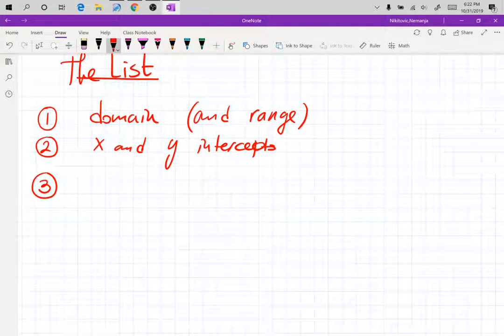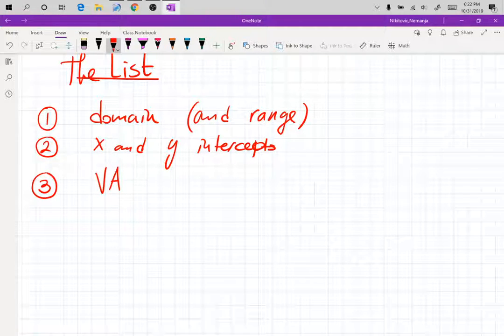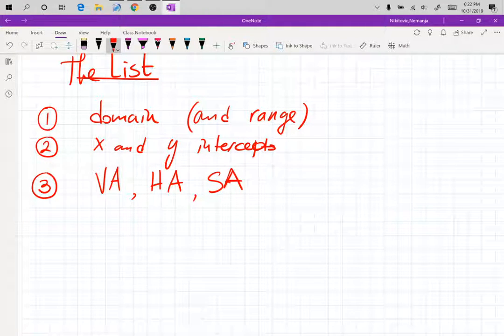Number 3 will be all 3 asymptote types. So we have vertical asymptote, horizontal asymptote, slant asymptote. Knowing that slant asymptote only happens in one type of function, in one case, and that is a rational function when you divide two polynomials, where the degree of the polynomial in the numerator is 1 larger than the degree of the polynomial in the denominator. That's the only case when you have slant asymptote. All other cases, no slant asymptote.